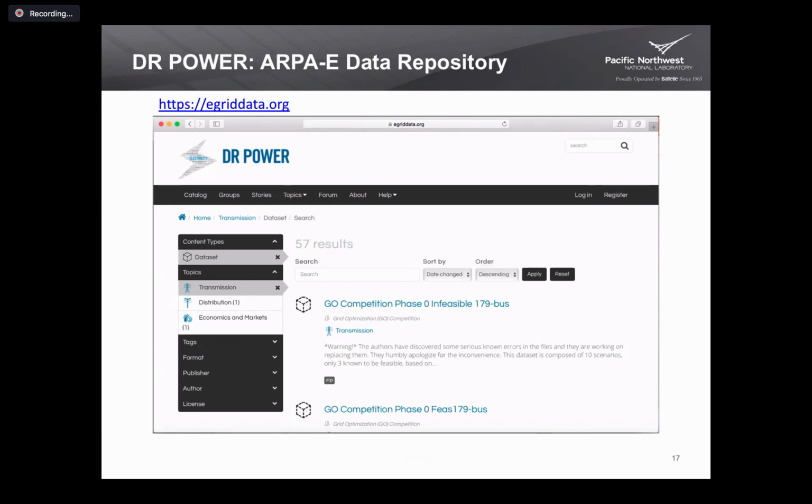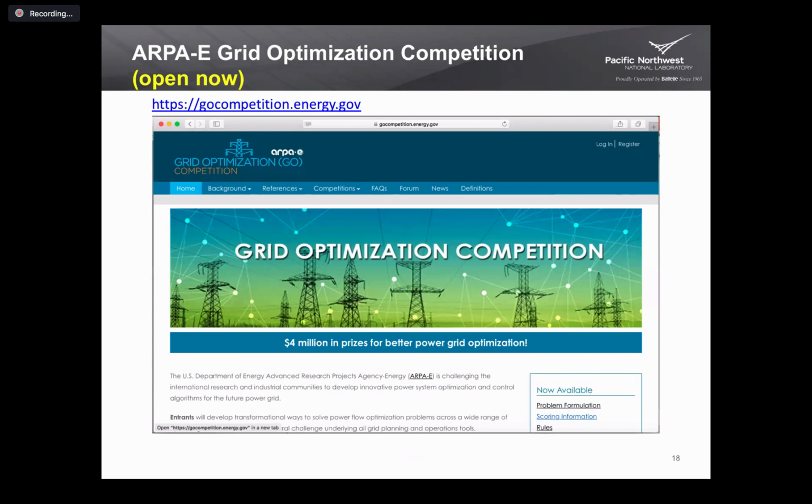So that's for that. Here's the website. It's called DR Power, and I think now I have close to a couple hundred data sets available on this website. And then one last thing is about, again, data use. This is one effort, again, hosted by PNNL.